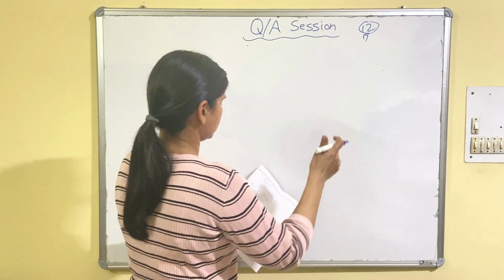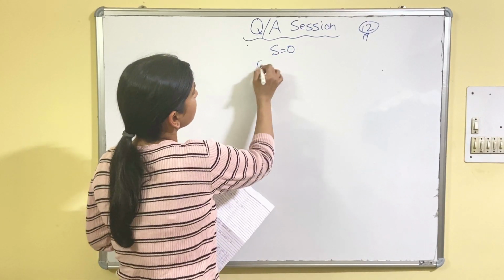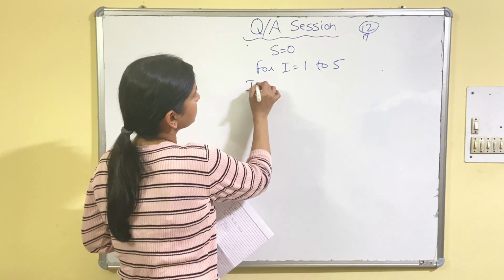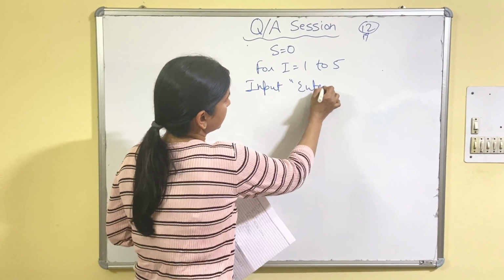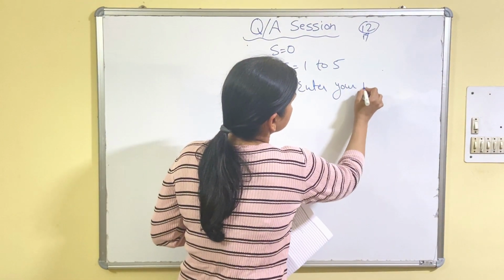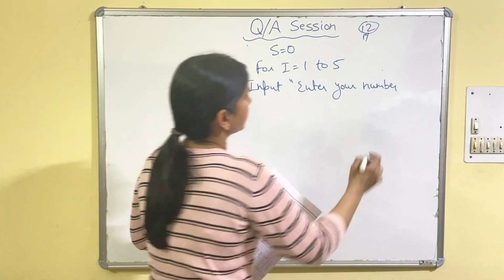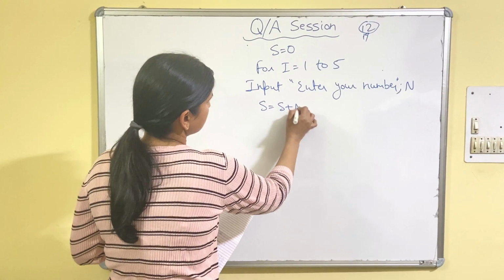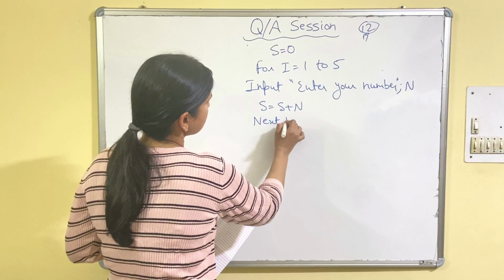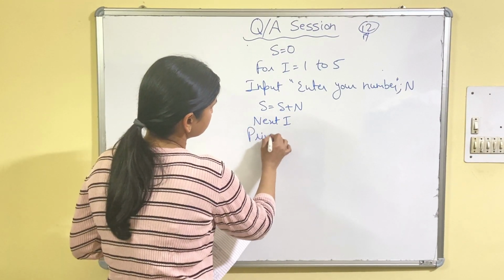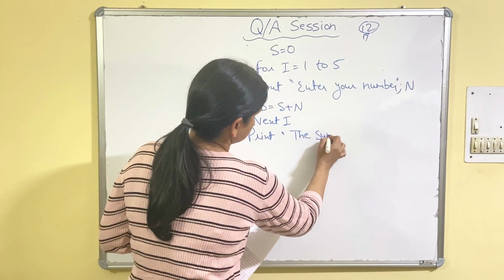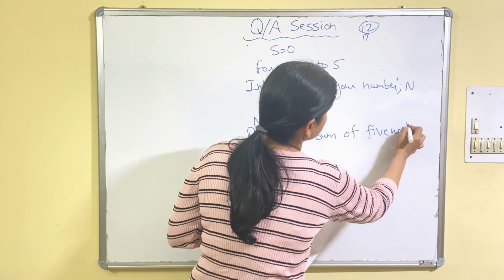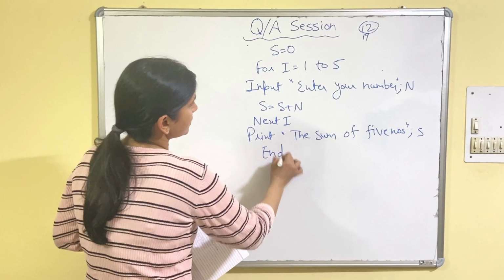And the last one is this one. S equals to 0, for I equals to 1 to 5, input, enter your number, n, then S equals to S plus n, next I, print the sum of 5 numbers. So this is the question.